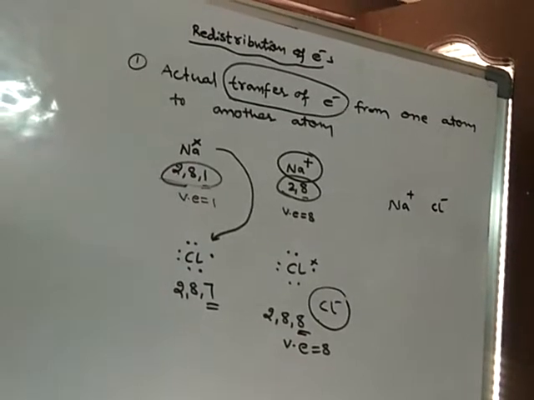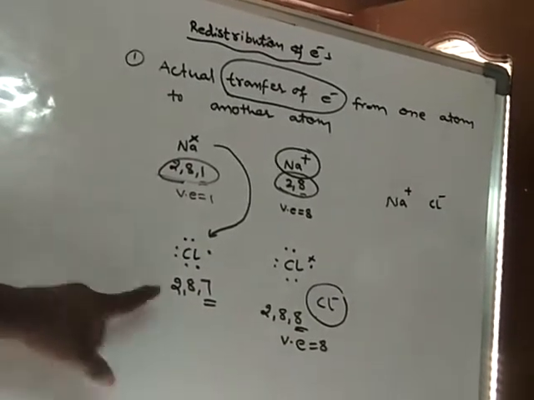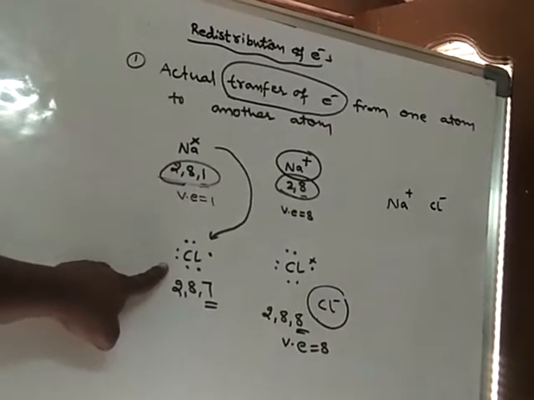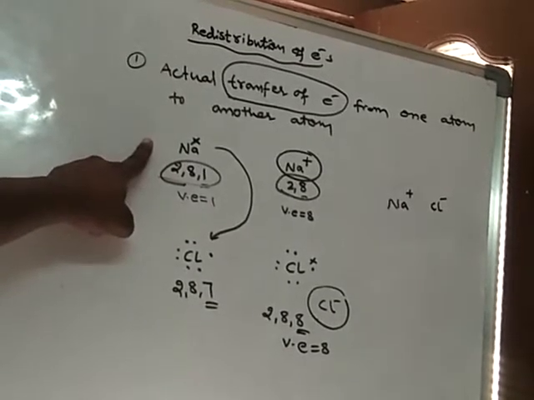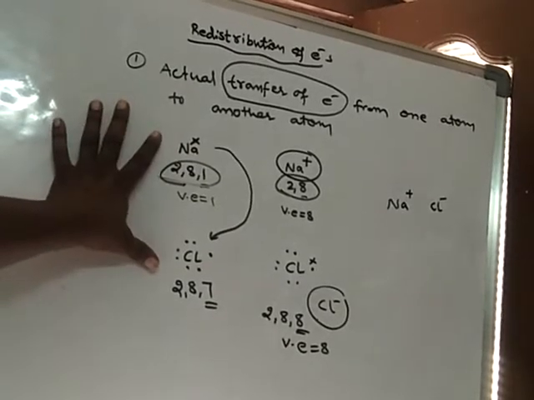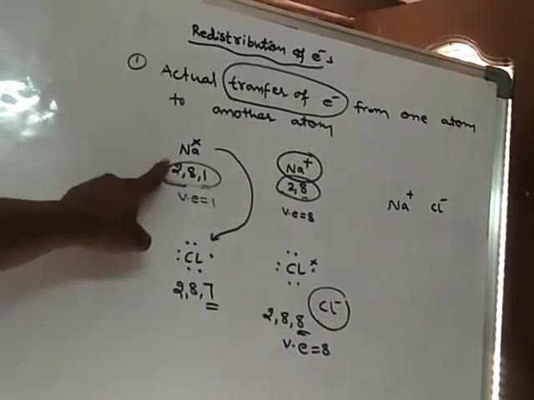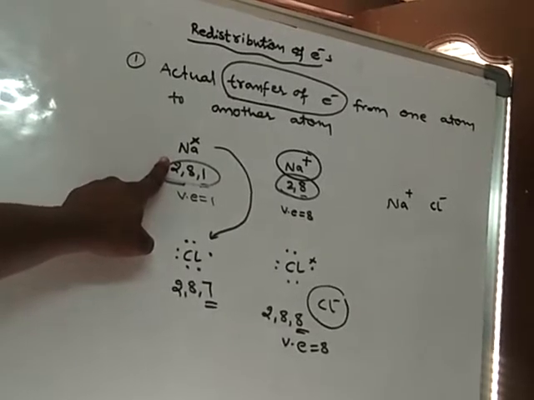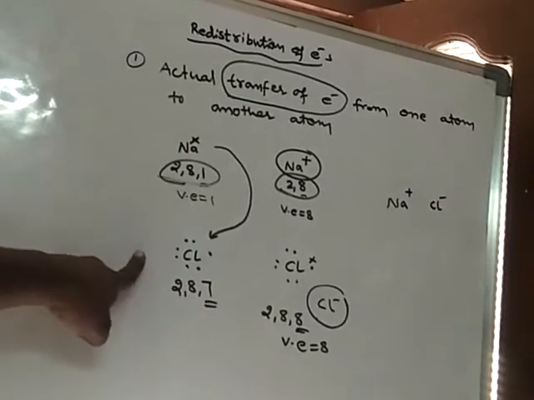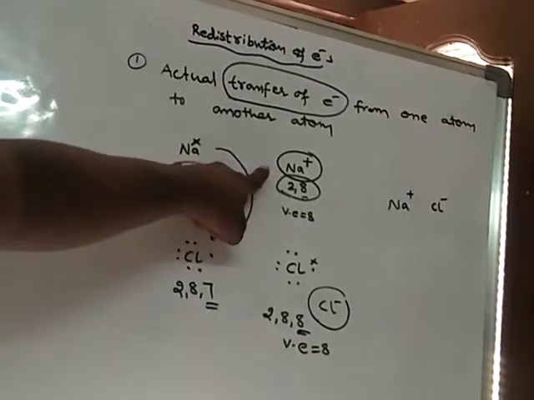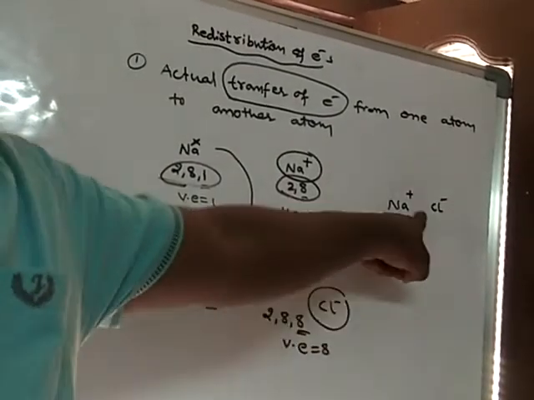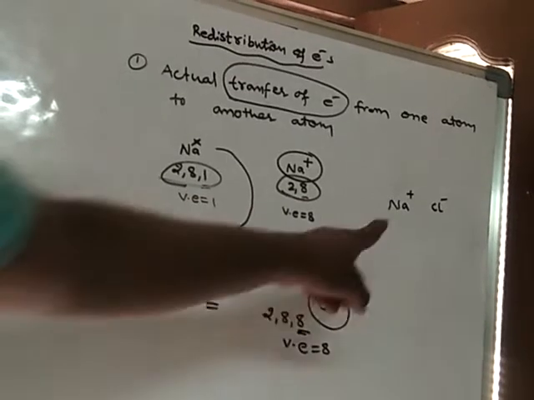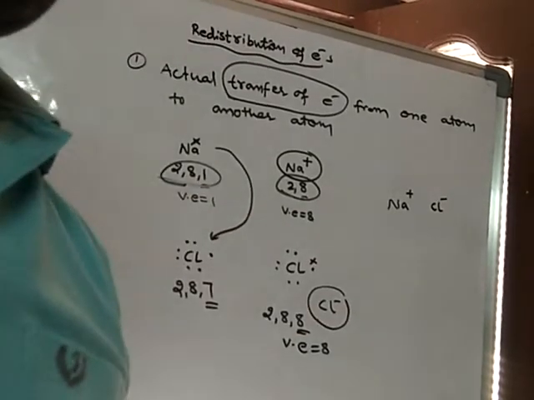Otherwise sodium cannot lose an electron to chlorine, because chlorine is in need of 1 electron to get stability, and sodium is ready to lose 1 electron to get stability. So when these 2 atoms come closer, then only sodium will lose its electron completely to the chlorine atom. Now sodium will convert into Na plus and chlorine will convert into Cl minus. So now these 2 are ions, sodium ion and chloride ion.